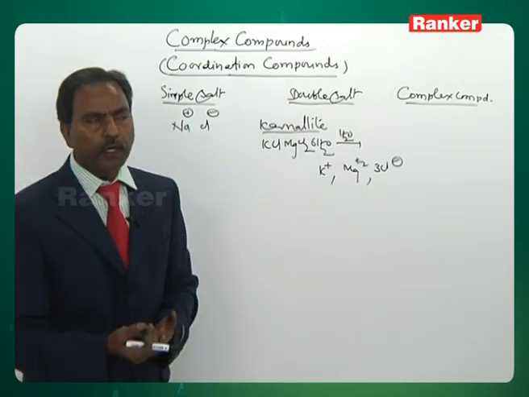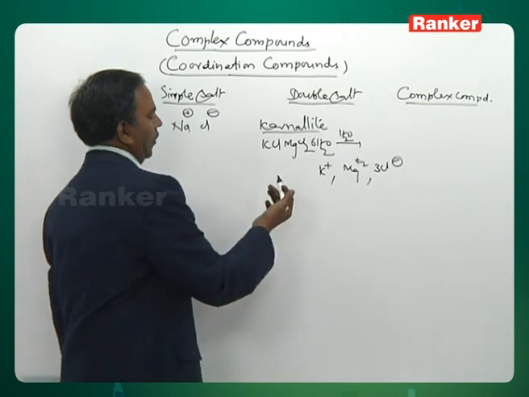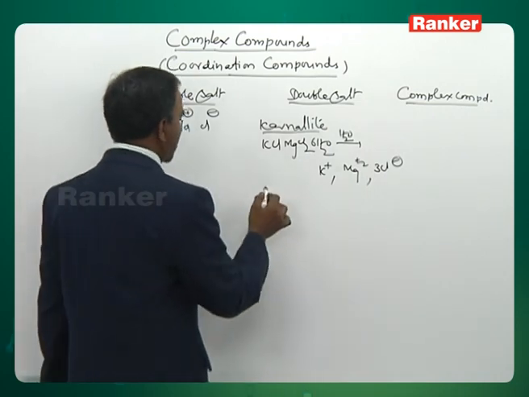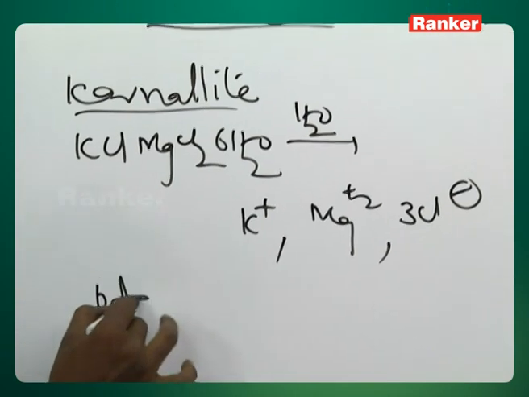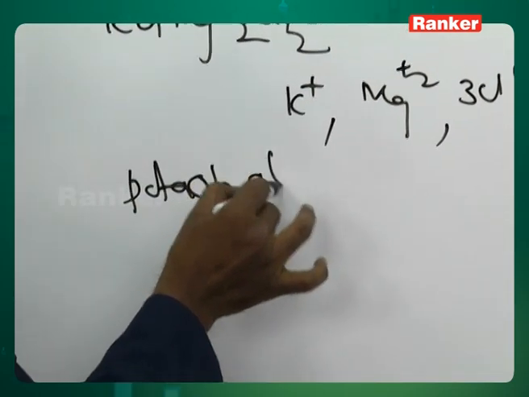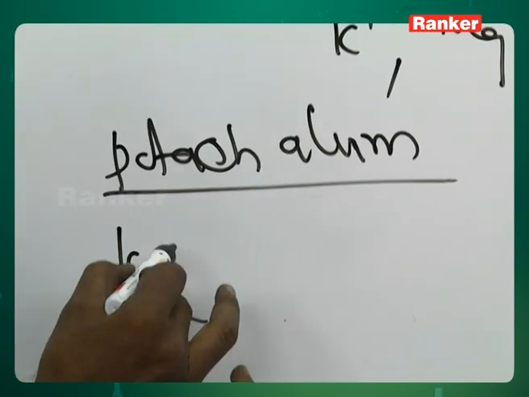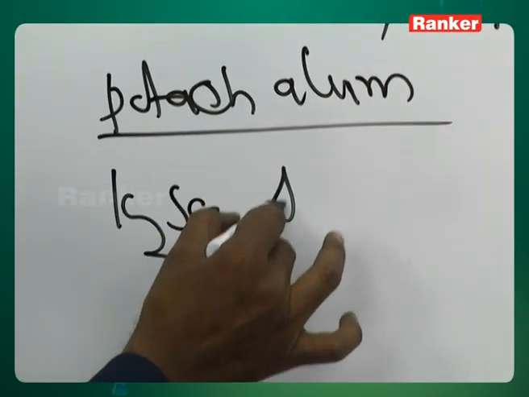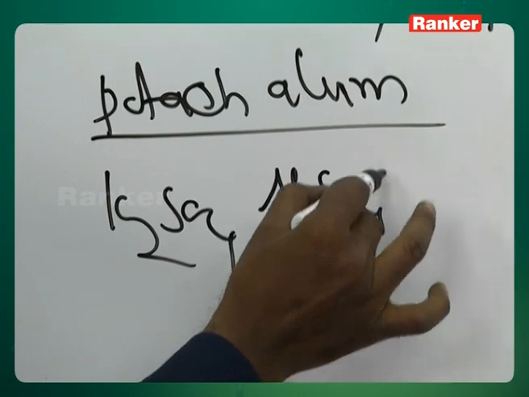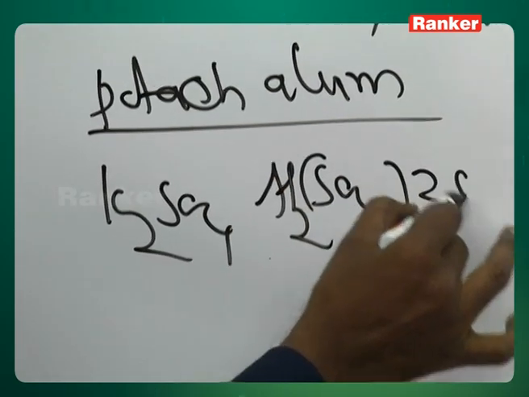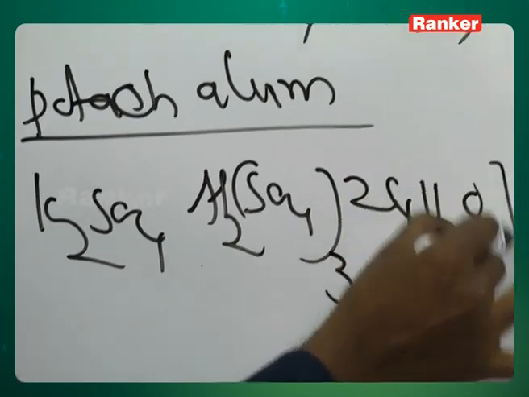Let me give another example, which is a suitable and good example. Let me take potassium alum, well known to you. It is K2SO4, Al2(SO4)3, 24H2O.